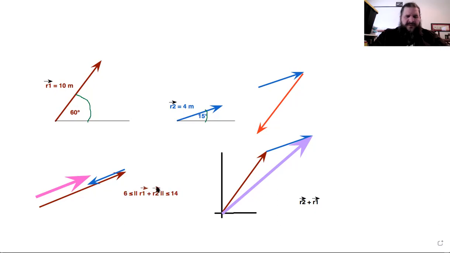So this puts some limits on it, some boundaries. Without even adding together these vectors yet, we know that the result can't be bigger than 14 and also can't be smaller than 6. It's going to be somewhere in between those. Any questions on the geometry there so far?